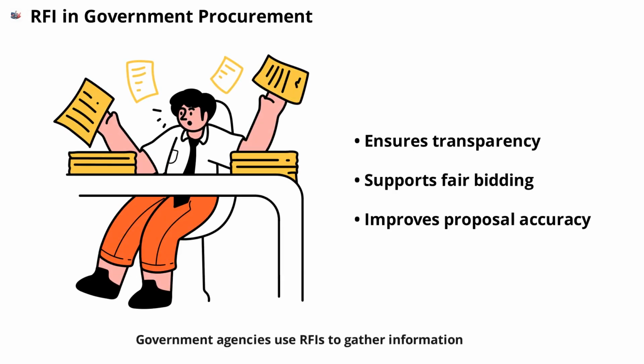Government agencies use RFIs to gather information from contractors and suppliers before issuing formal bids. This process helps ensure transparency and fairness in public procurement. By collecting information upfront, agencies can develop more accurate and comprehensive requests for proposals or quotations later on.